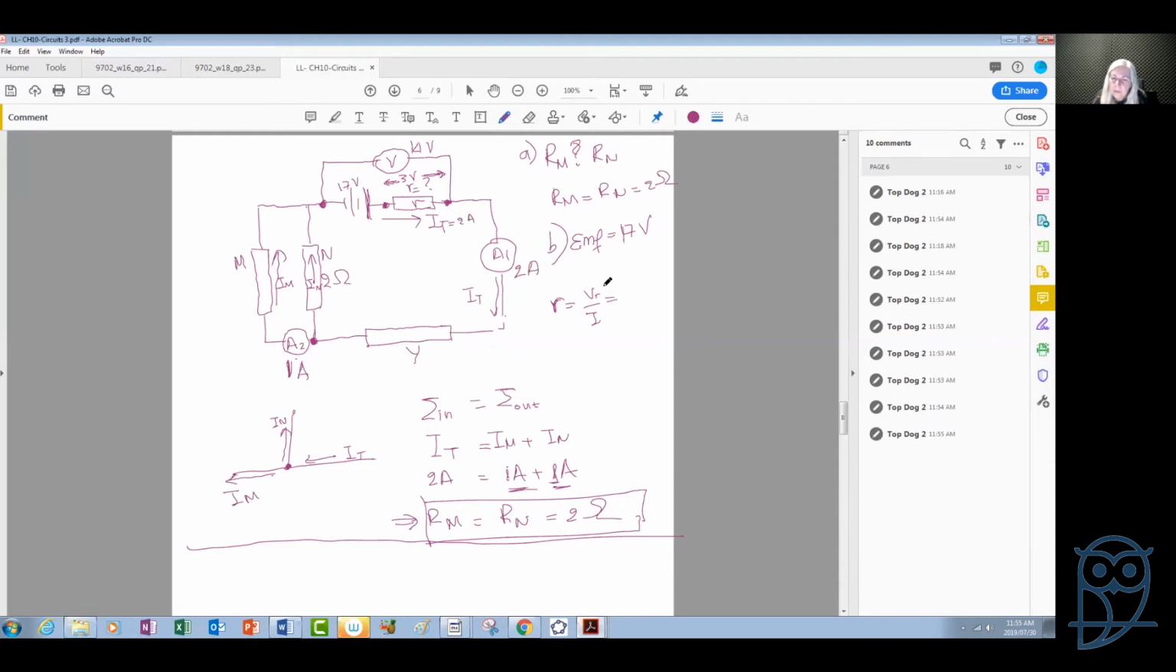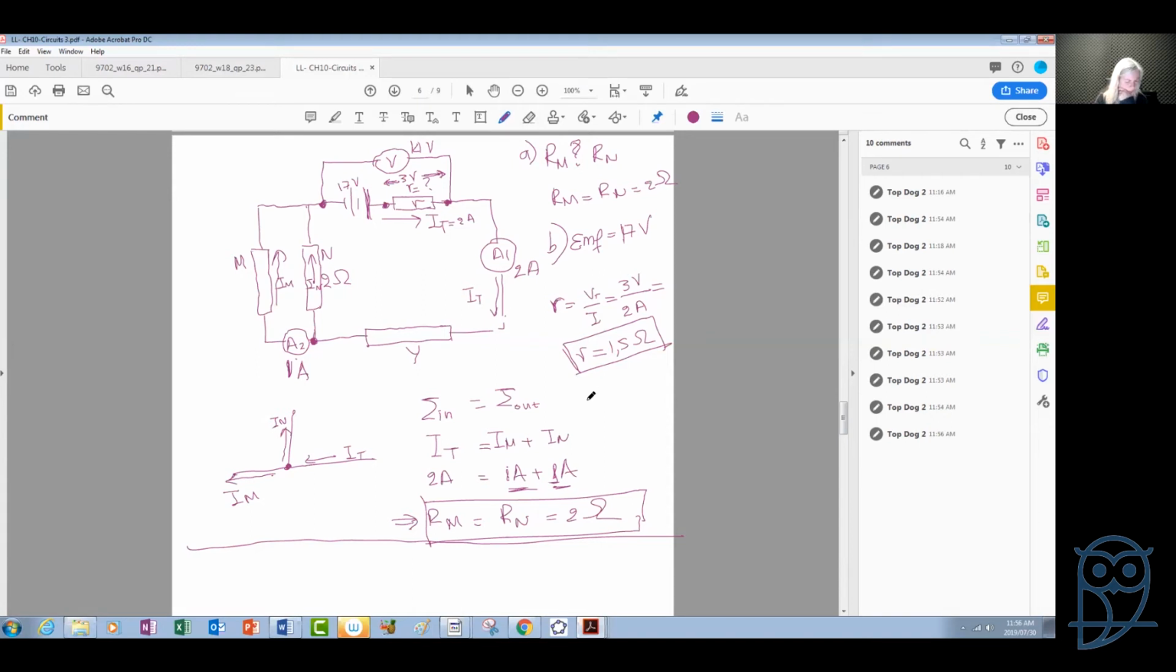Okay, so if we add the values here, the V across the internal resistance is 3 volts. The current is 2 amperes. And what is the value here? 3 divided by 2, it's 1.5 ohms. So this is the value of the internal resistance of this battery. Okay, all right.